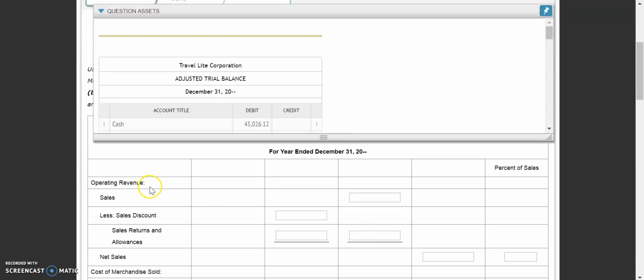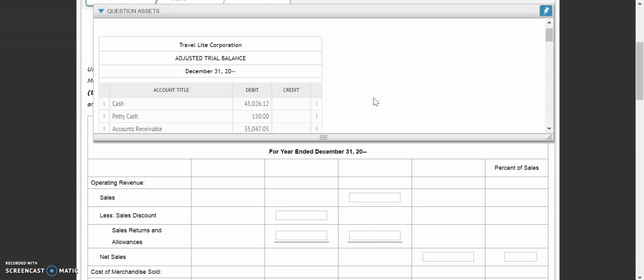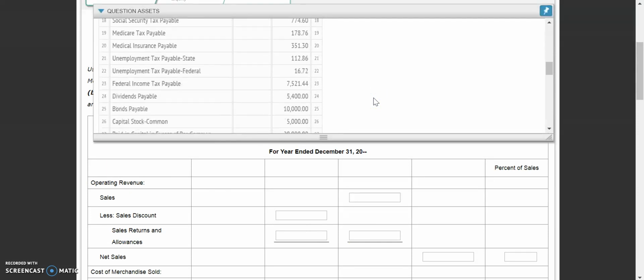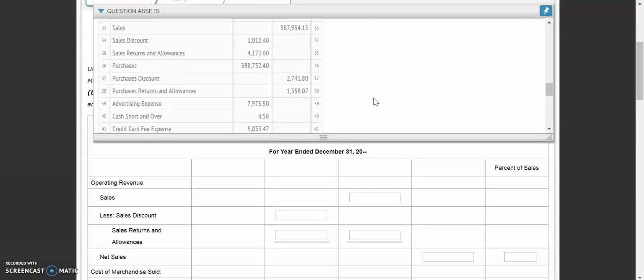So remember that operating revenue is the main way that we as our company make money. And we know that that is from sales. We need to go find our sales amount, which is $587,934.15, and we plug that in. 587,934.15. Then we take out our sales discounts and sales returns and allowances, which are 10140, and sales returns and allowances.